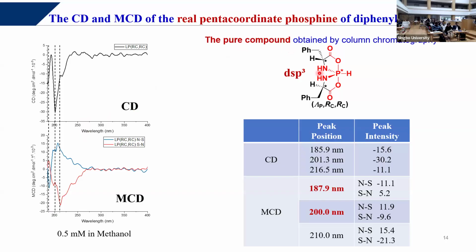Okay, let me show you the real pentacoordinate phosphorine derivatives. Both the phosphorus and the phenylalanine have chirality, generating 4 isomers. The first stereoisomer has the lambda phosphorus configuration paired with R amino acid. There is a symmetrical MCD signal at 187.9 nanometers and 200 nanometers. We should note that this compound is a pure compound obtained from a column.